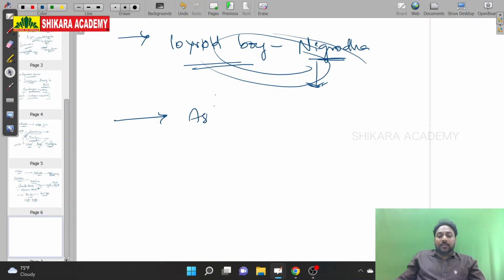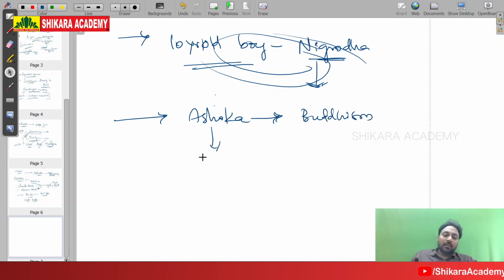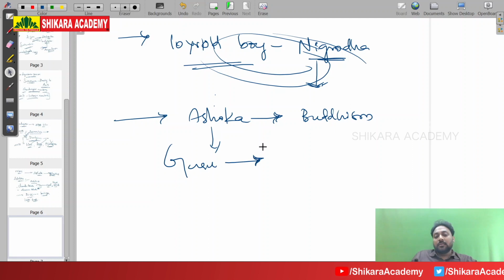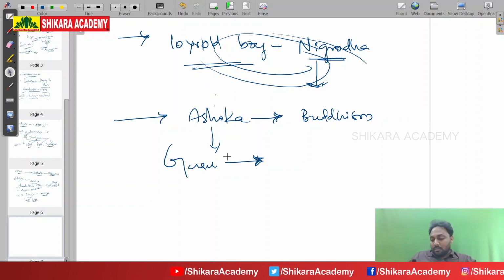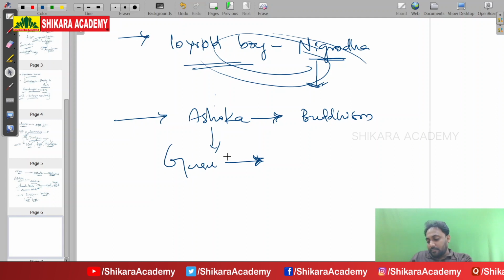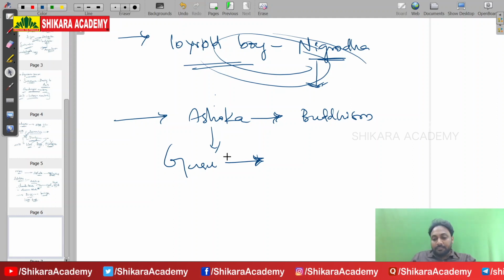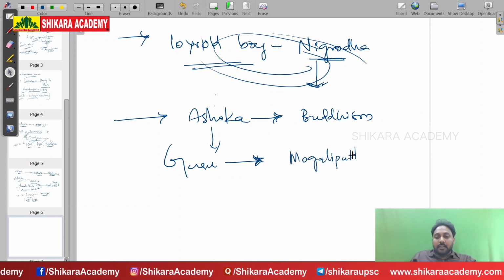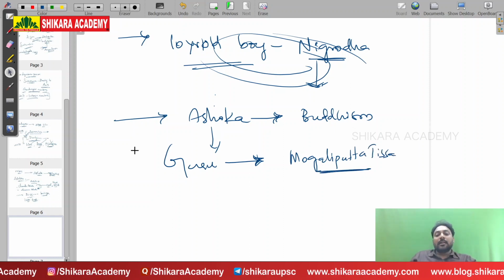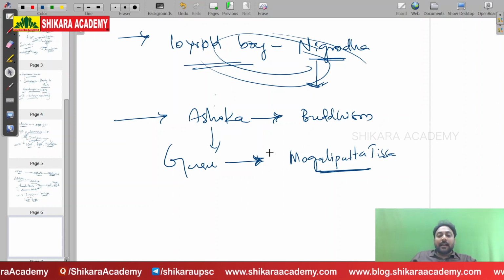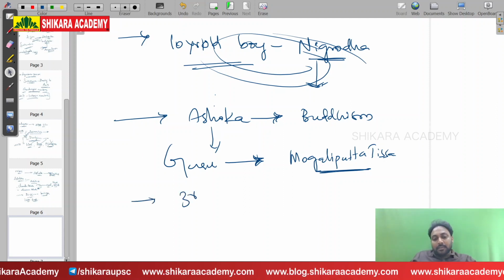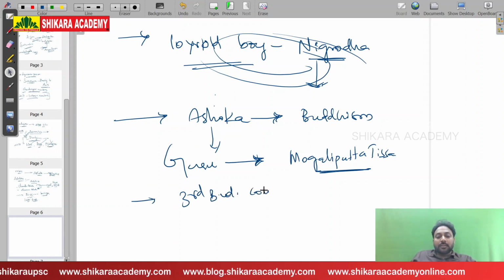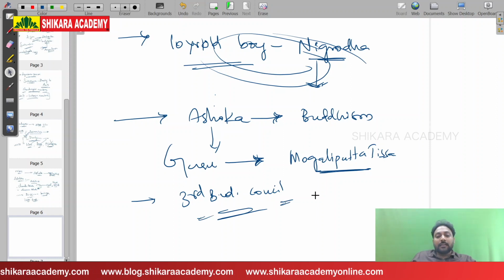made Ashoka adopt Buddhism under the guidance of his Guru. Who is that Guru? Mogaliputta Tissa. That is the reason Mogaliputta Tissa is the head of the third Buddhist council. And Ashoka held the third Buddhist council.